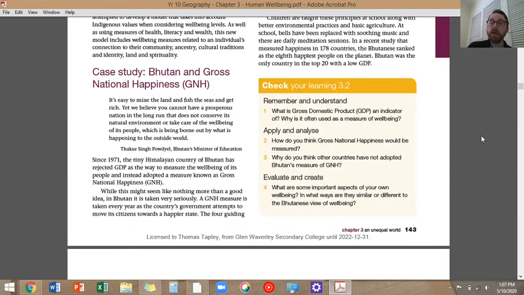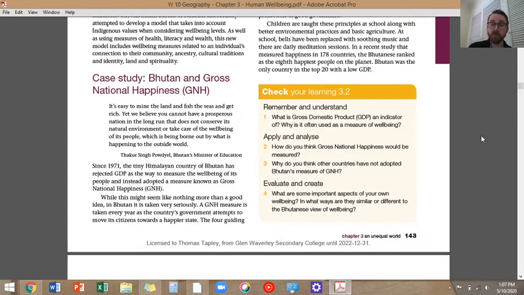Question 2. How do you think gross national happiness would be measured? So would that number there be a qualitative or a quantitative figure? You know, how would they go out and determine GNH of Bhutan, of another country? So you have to read about GNH in this paragraph here. And then question 3. Why do you think other countries have not adopted Bhutan's measure of GNH?